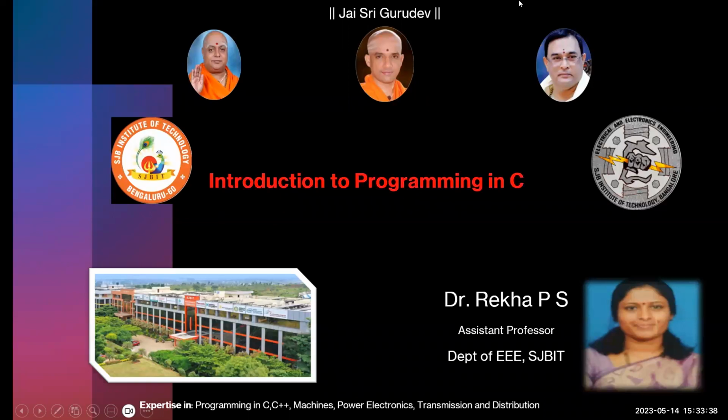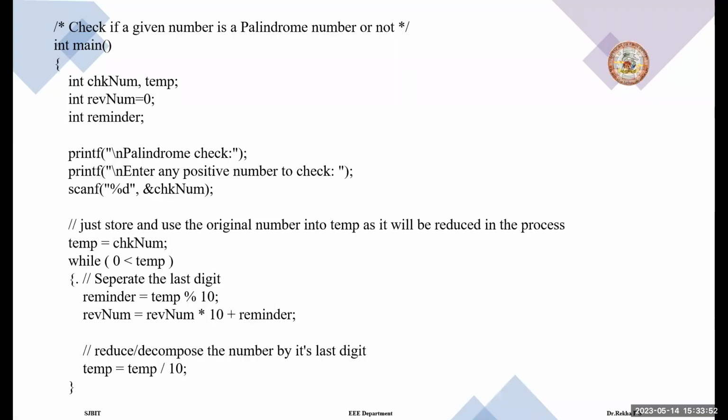Today, let us begin with the session that is Introduction to Programming in C. In this particular session, I am discussing a few programs which are very, very important from exam point of view as well as related to placements. One of the most important programs is to check whether a given number is a palindrome number or not. So how do you check whether the given number is a palindrome or not?